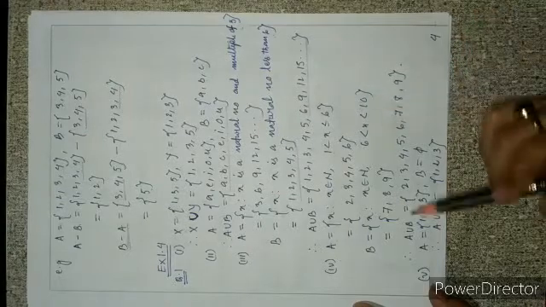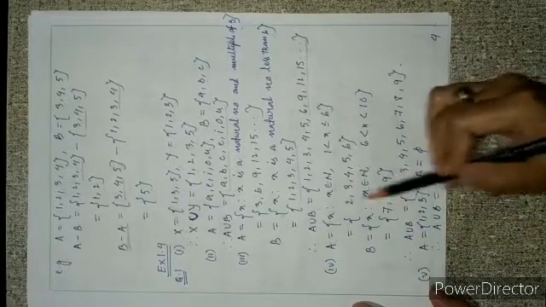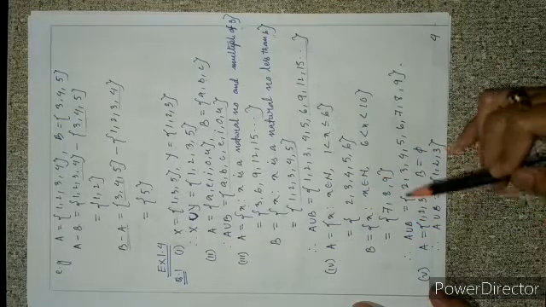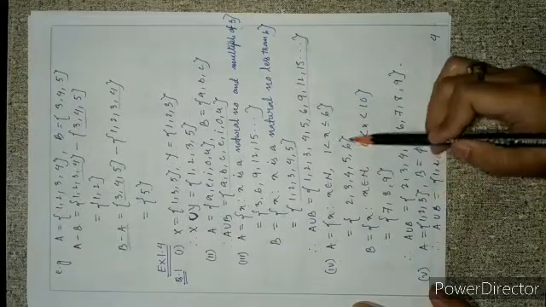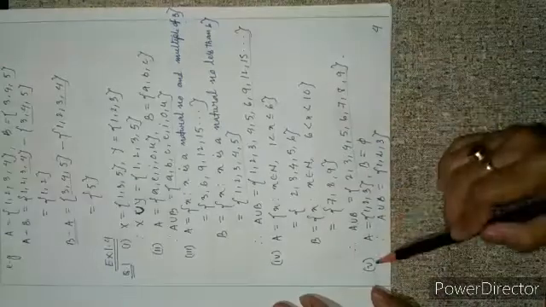Natural numbers between 6 and 10 are 7, 8 and 9. And write the union of these two sets: 2, 3, 4, 5, 6, 7, 8, 9.